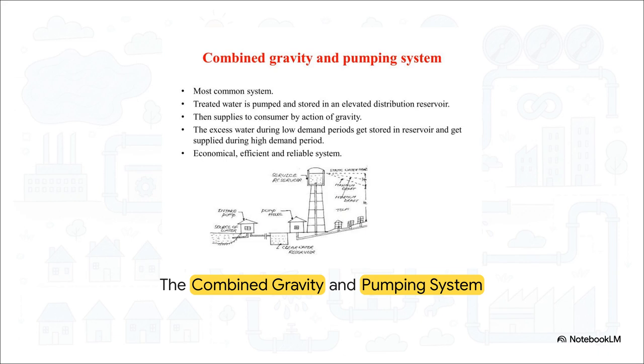Well, here is the most common real-world solution: the combined system. Sometimes this is called pumping with storage. Basically, water is pumped from the source into an elevated distribution reservoir. Think of a classic tall water tower. During periods of low demand, like the middle of the night. Then, when the whole town wakes up and jumps in the shower, gravity takes over to supply homes from that elevated tank. It's an incredibly efficient workaround because the pumps can operate at a constant speed, and crucially, you still have water pressure even if the town loses power.